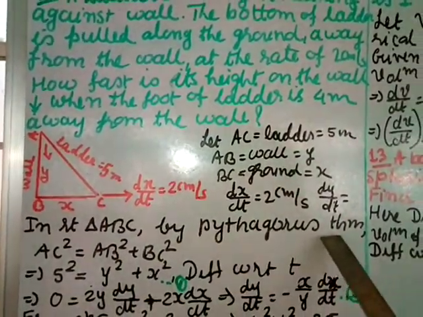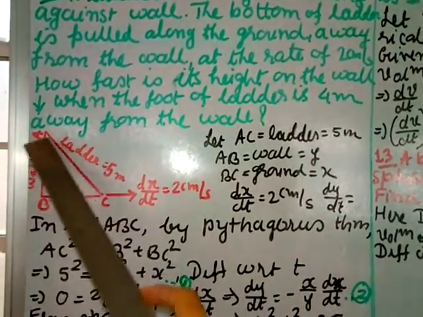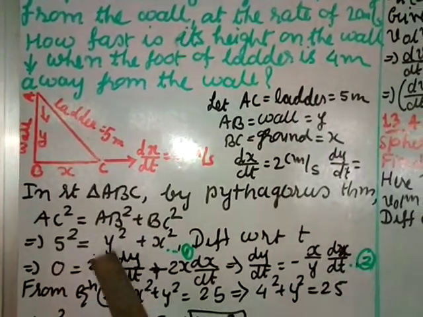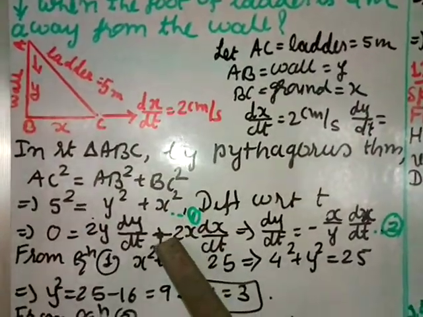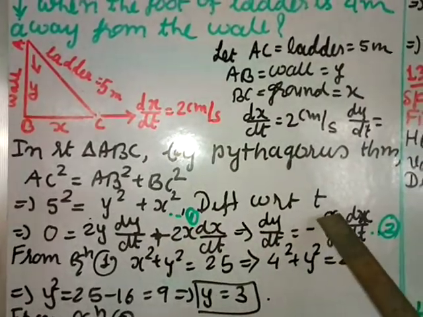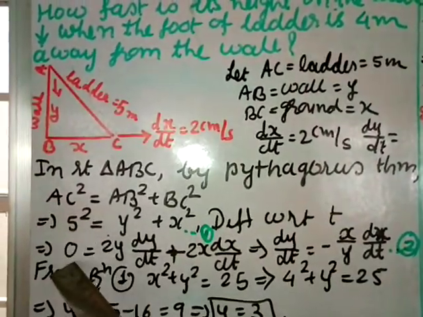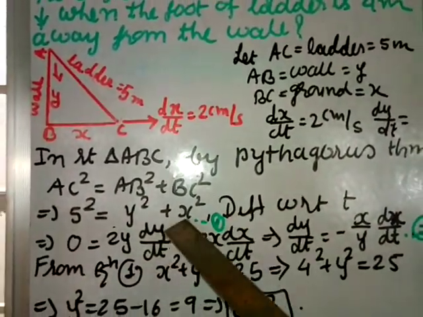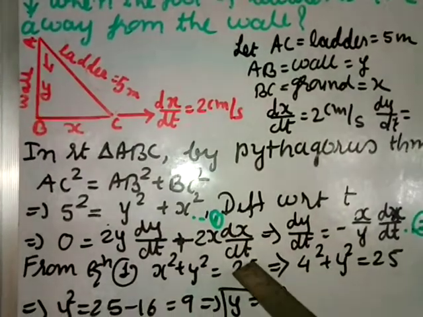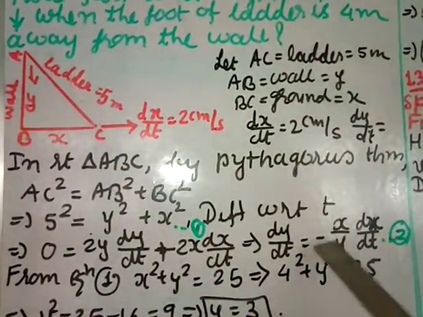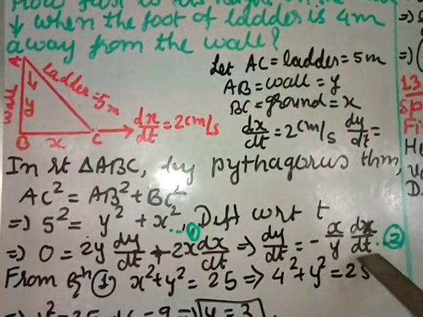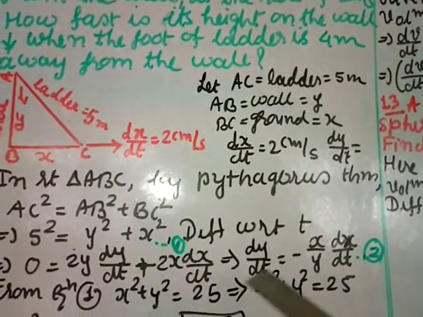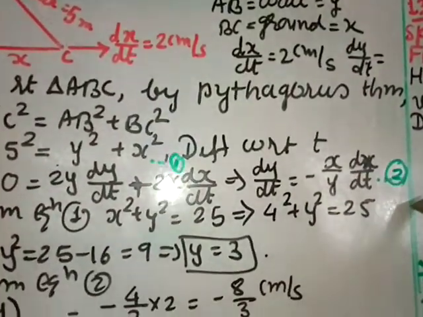ABC is a right angle triangle. So by Pythagoras theorem, AC square is equal to AB square plus BC square. AC square is 5 meters square, so 5 square is equal to y square plus x square, call it number 1. Differentiate with respect to t. When you differentiate 5 square, a constant, the answer is 0. Y square will be 2y dy by dt, plus x square will be 2x dx by dt. Now I transfer this over here, it becomes minus x dx by dt. Then transfer 2y, it will come in the denominator, 2 will be cancelled, so you get dy by dt equal to minus x by y dx by dt, call it number 2.